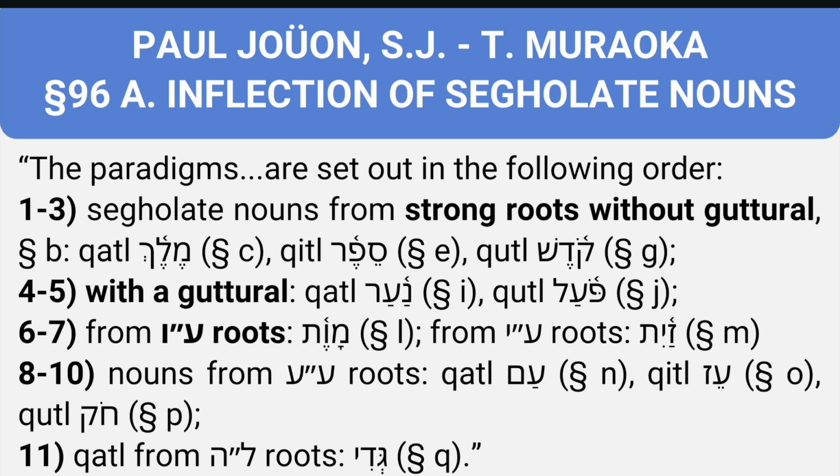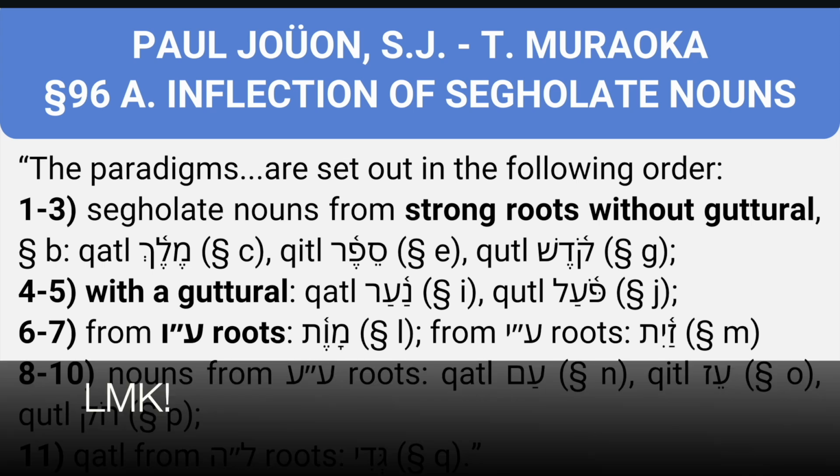Melech means king, sefer sometimes is translated book, a lot of times it means scroll, sometimes even writing, and then kodesh, which means holiness. We're not going to deal with the others in this video, but by examining types 1 through 3, you'll get a sense of how this works, and then we can deal with these other forms in a separate video if there's sufficient interest.